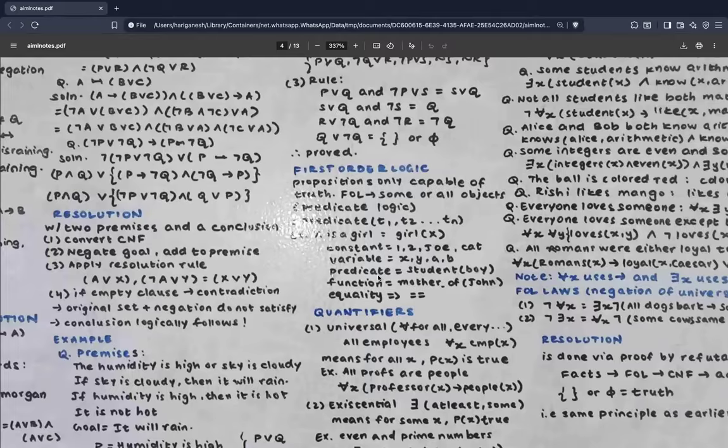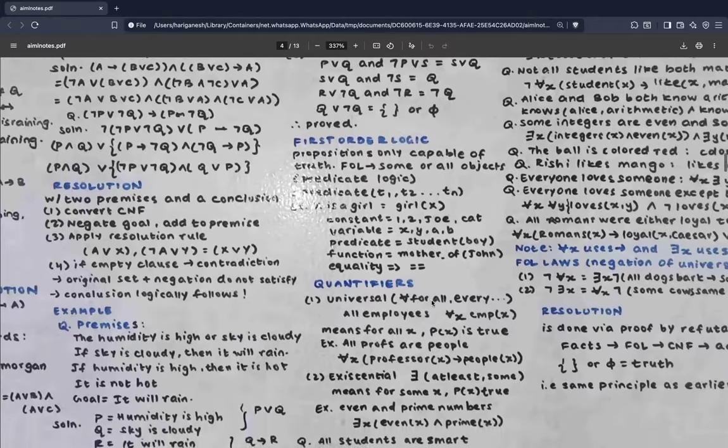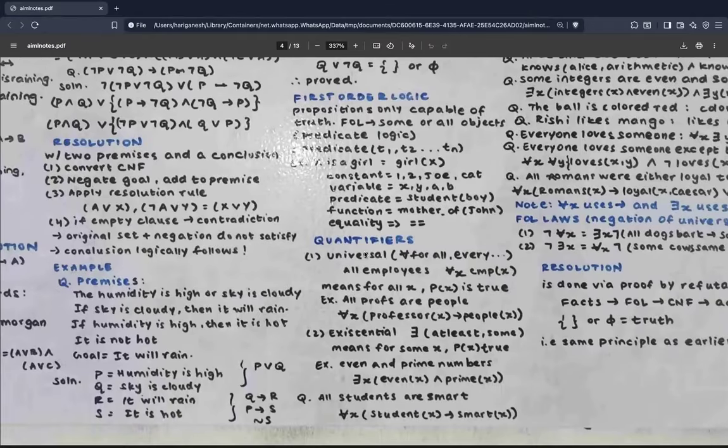So some examples are here: X is a girl, which means girl of X. This is a function. So you see that constants are one, two, Joe, cat, their names, variables are variables. Predicate is basically describing that variable. Function is a verb usually. So if you're someone's mother, then you're John's mother here, I guess. But yeah, so here's where quantifiers come in.